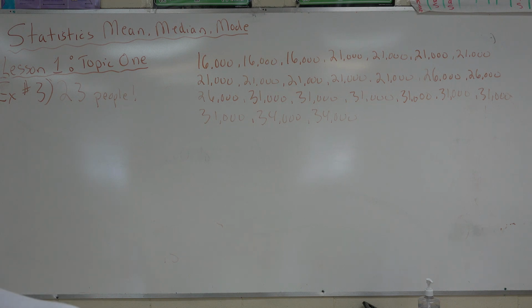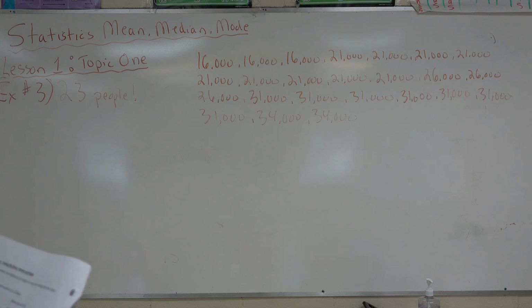Example 3, finding the mean, median, and mode. In a small restaurant, the employees are trying to convince the manager that they need a raise. The positions with salaries are as follows. Supervisors, 2 people, 34,000. Servers, 9 of those, at 21,000. Bartenders, 3 people, at 26,000. Hosts, there's 2 of them, they make 16,000. This is in a year. And cooks, there's 7 of them, they make 31,000 a year.